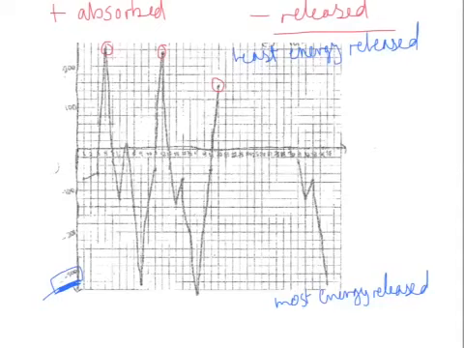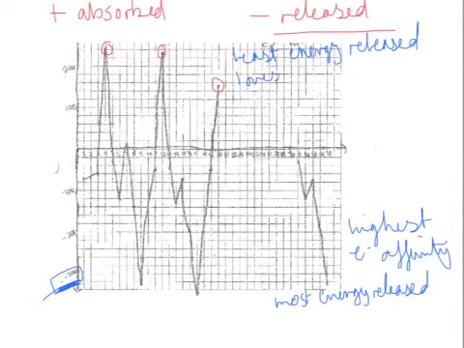Okay, remember we said the most energy released means the high electron affinity is. So electron affinity is the energy released, and so the higher the electron affinity, the higher the energy released. So these on the bottom actually have the highest electron affinity. And these up here have the lowest electron affinity.